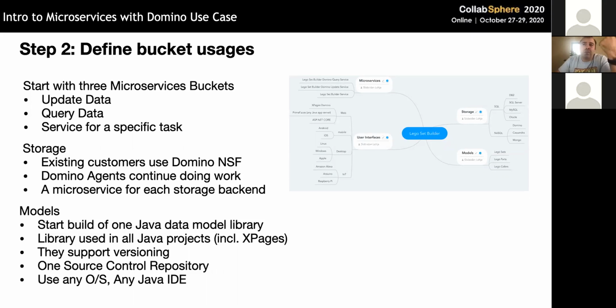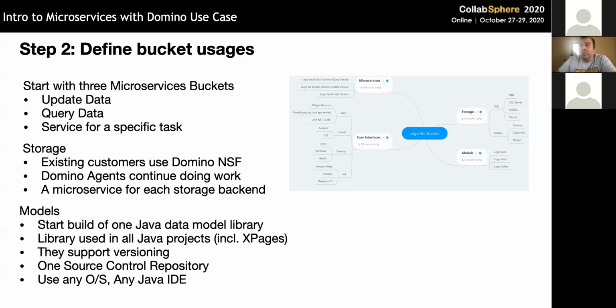That's what you'll create all your other services for: the kind of thing you want to work alone and not be dependent on other changes. Storage: you can use existing customers, use Domino NSF if you have them already. Domino agents continue to work. Domino agents do not care where that data came from. It just works on those documents.